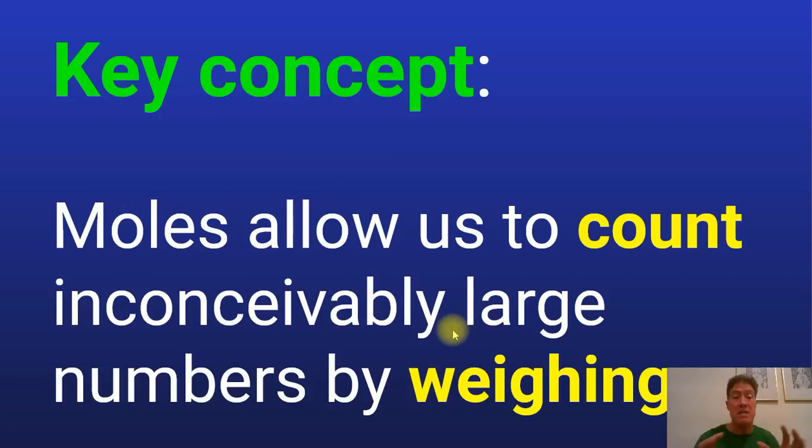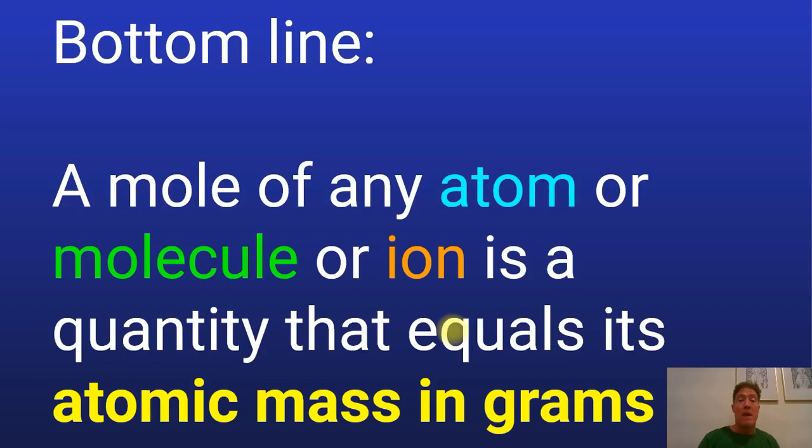So the key concept is that moles allow us to count inconceivably large numbers of things like atoms and molecules and formula units by weighing them. A mole of any atom or molecule or ion is a quantity that converts its atomic mass to grams.